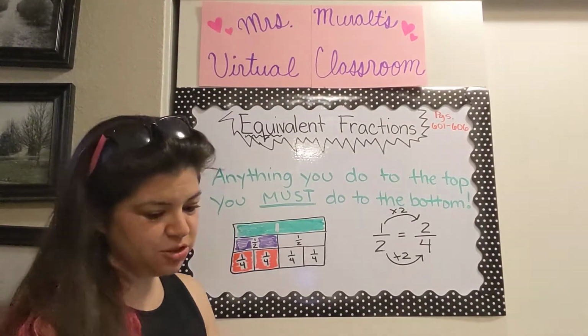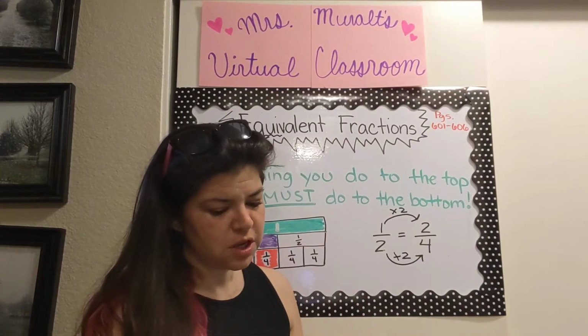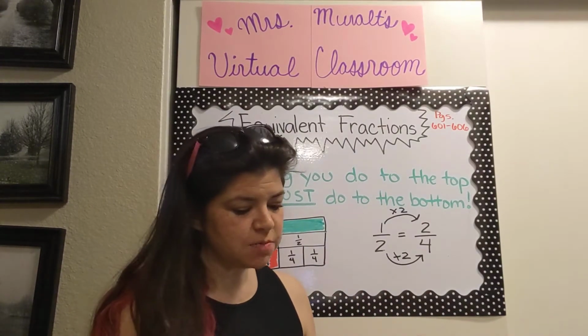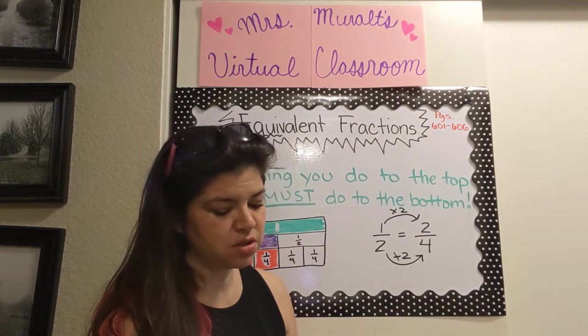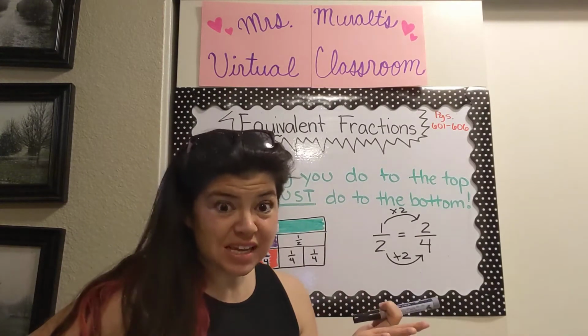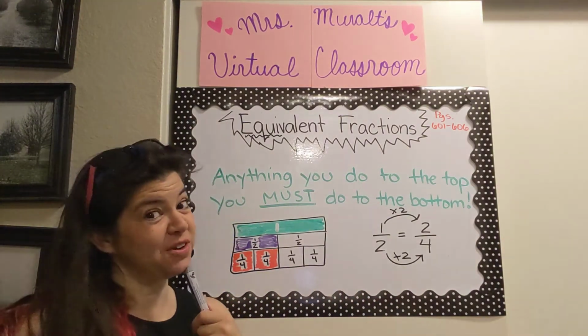Let's go on to example 2. It says Kwan's bookshelf has 3 shelves, but only one of the shelves has books. Kwan says 1/3 of his shelves have books. His mom says 2/6 have books. Are they both correct? Let's find out.